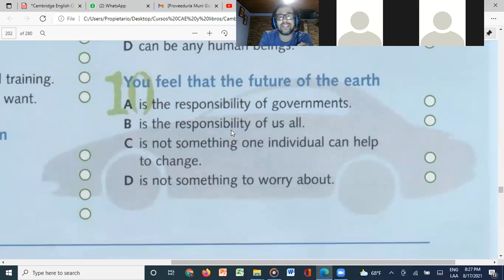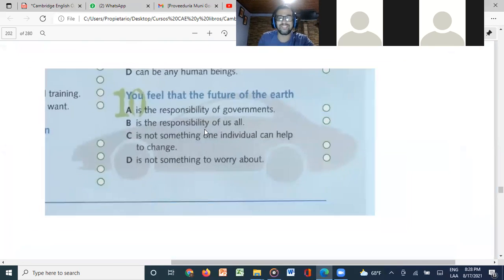You feel, David, that the future of the earth is the responsibility of governments, is the responsibility of us all, it's not something an individual can help to change, or it's not something to worry about. I think it is the B, responsibility of us all. Of us all. Okay. Marielos, what about you? Yes, the B, it is our responsibility. Of us all. Okay. Very good.